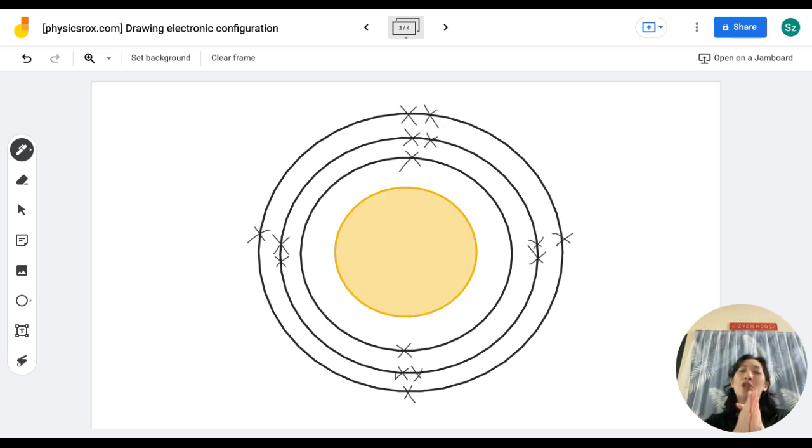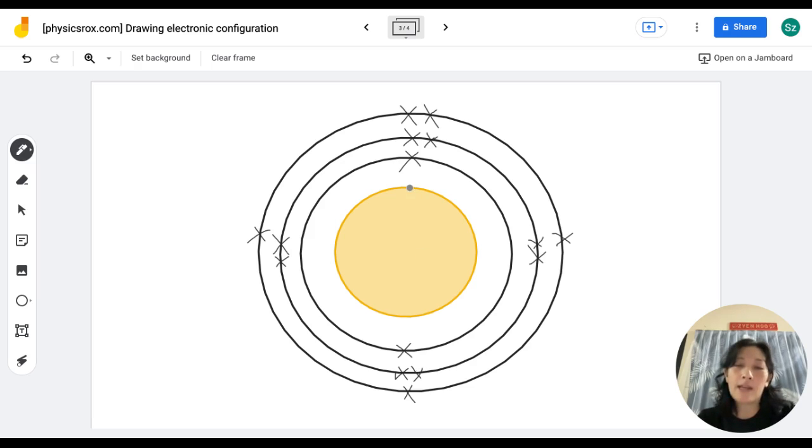This is true for all atoms of elements up to proton number 20. If it's more than 20, that means 21 onwards, it follows a different set of rules, and that's not covered in this video, so don't worry about that. You just need to learn how to draw this electronic configuration only for up to 20 protons, meaning up to 20 electrons. So if you have up to 20 electrons, how do you write it out?